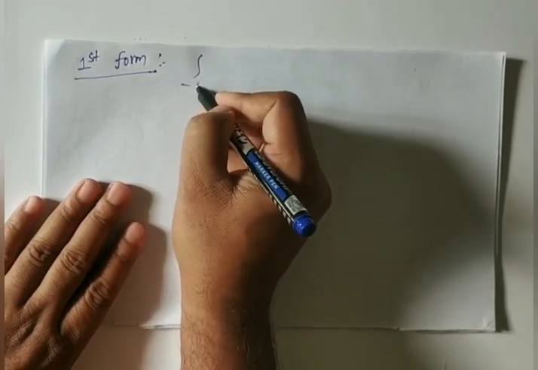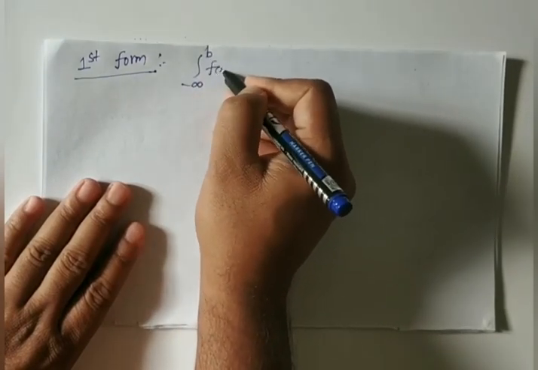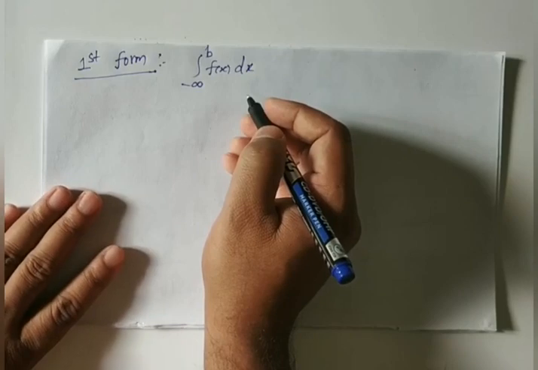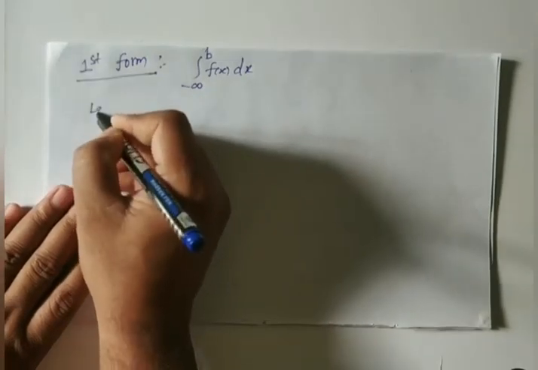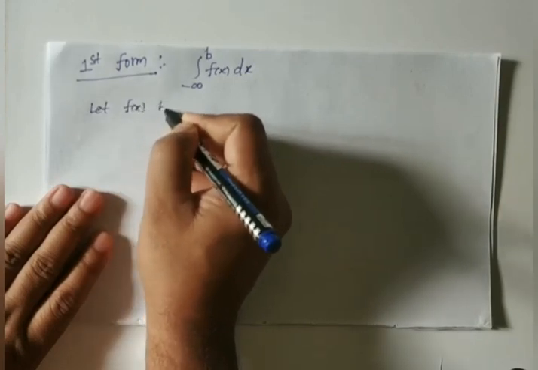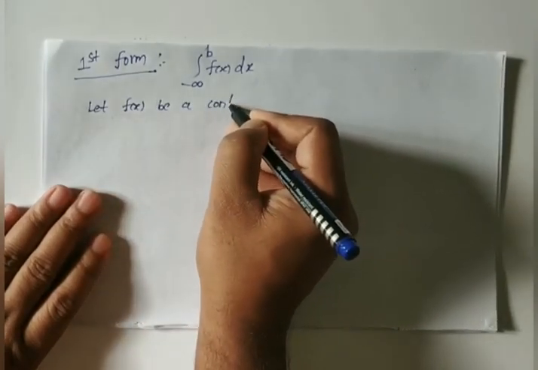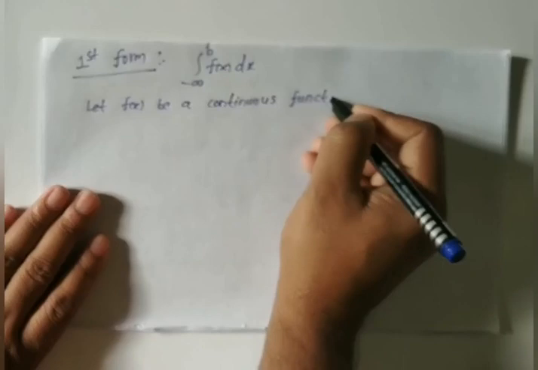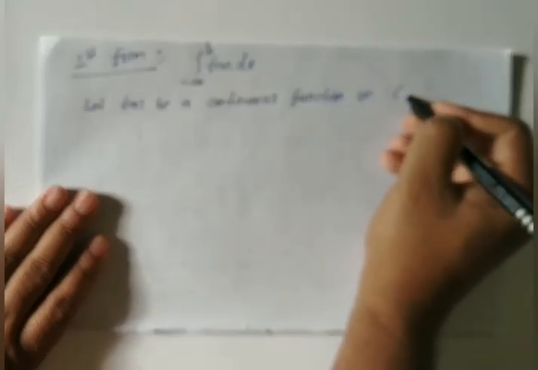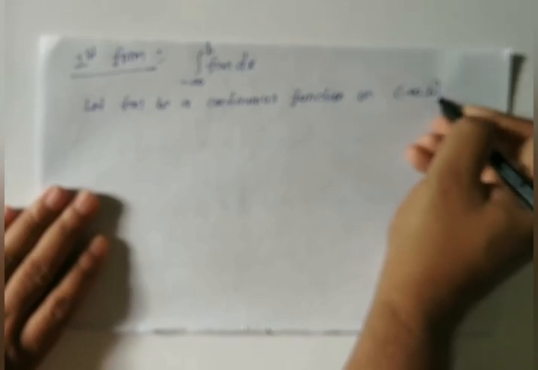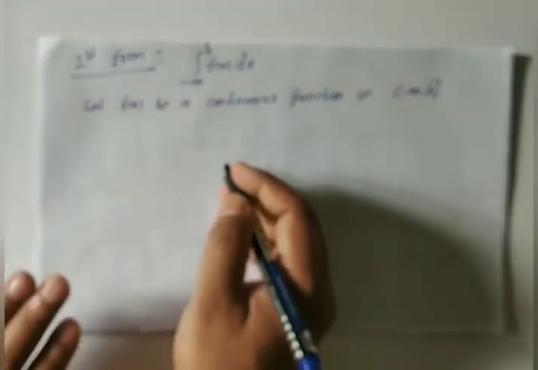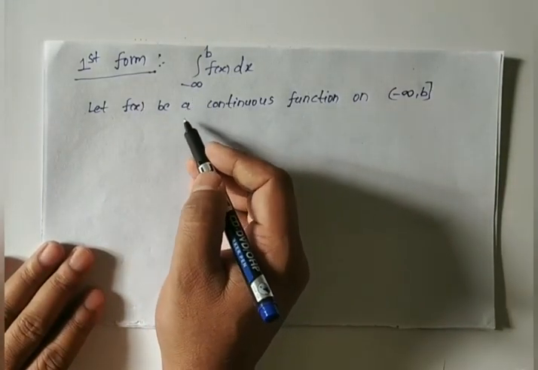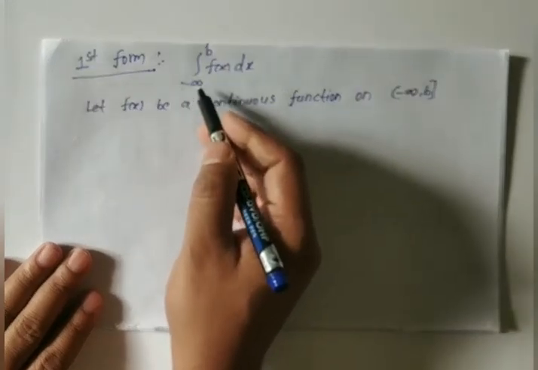Integral from minus infinity to b f of x dx. First write down: let f of x be a continuous function on the open interval minus infinity comma closed interval b. So here, f of x is a continuous function on the open interval minus infinity comma closed to b.